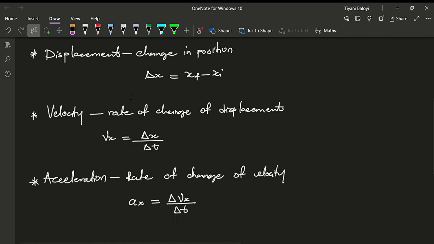So that's what we mean when we say we're talking about displacement. It's the changing position, right, of your object, and then the change in velocity is the change in displacement over the change in time, which is the rate of change of displacement. At what rate are you changing displacement, right? And then we also have acceleration, which is the rate of change of what? Of velocity.